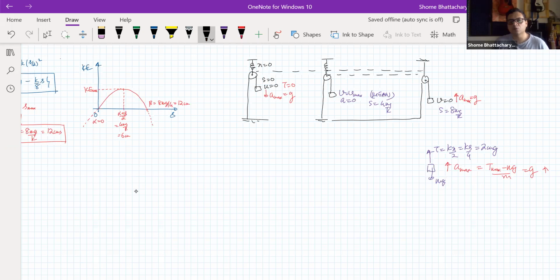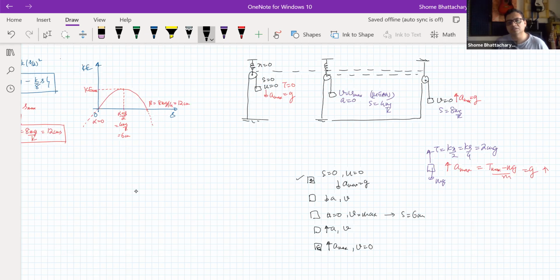If you just look at the block alone, it starts from this position with a downward acceleration of g. Somewhere in between, it has a downward acceleration and some velocity. Then it reaches this position where acceleration becomes zero and V becomes maximum, when S is 6 centimeters. Then as it crosses this, it's decelerating while going down. Then it reaches the lowest position where once again the acceleration becomes maximum, but V becomes zero.